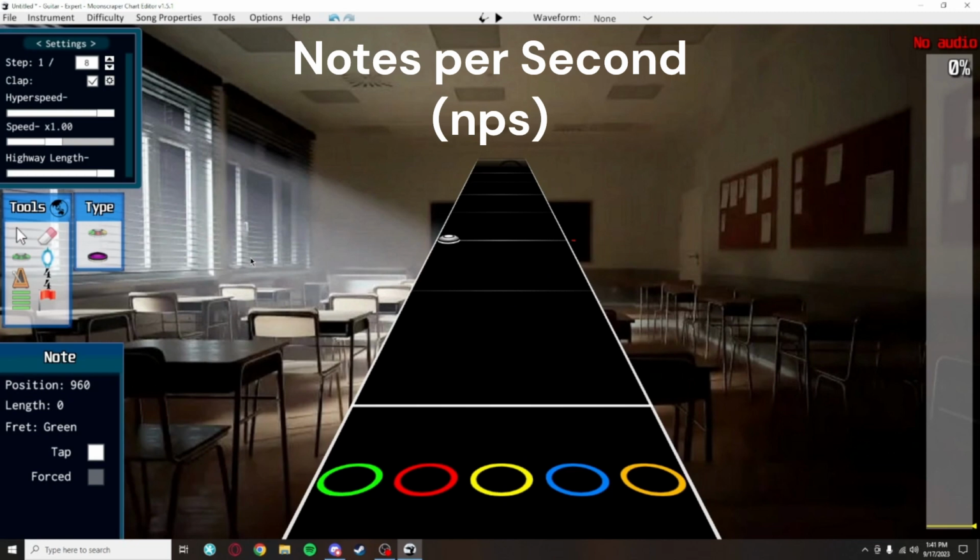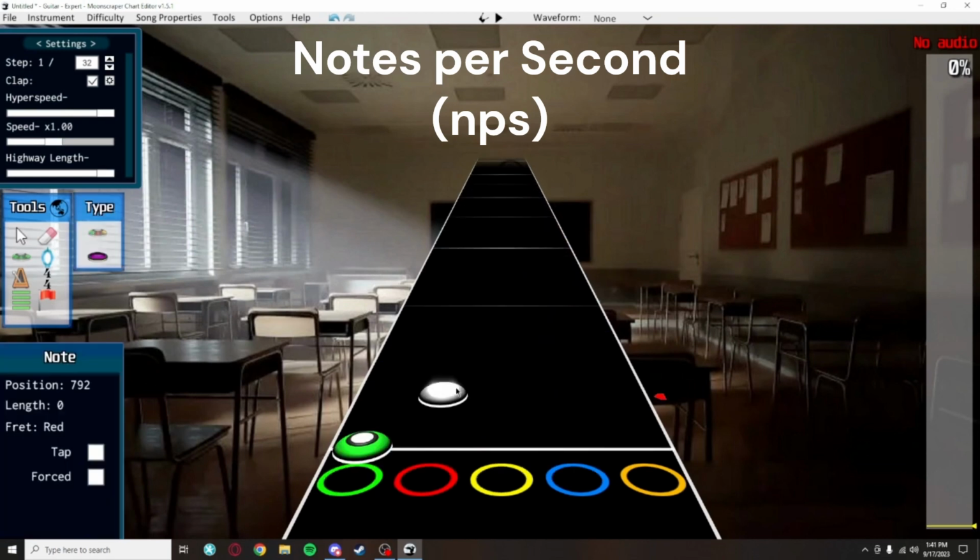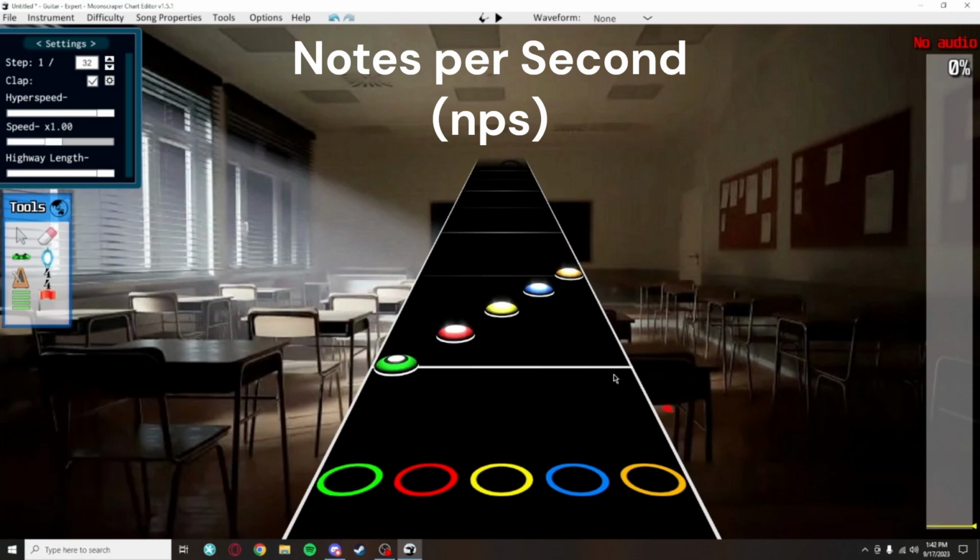You'll often hear people abbreviate it as NPS. This is also a way of determining difficulty of a song. So something that has 4 NPS is really, really easy to hit. But 16 notes per second is a lot harder than 4 notes per second.